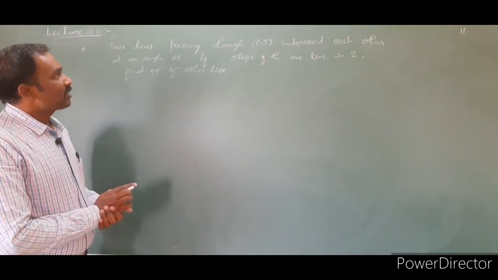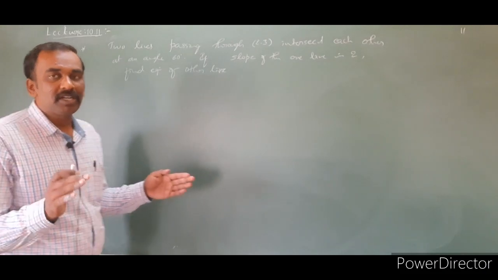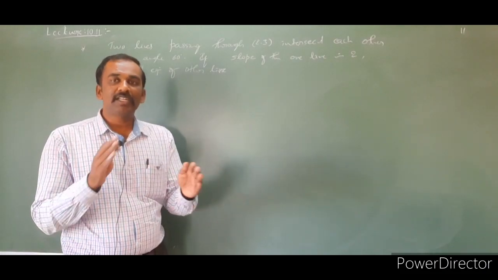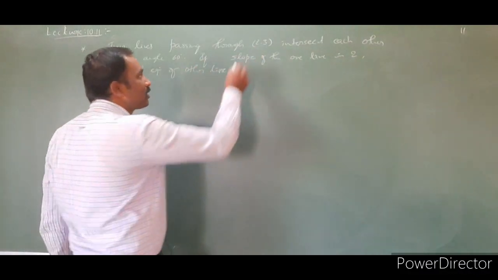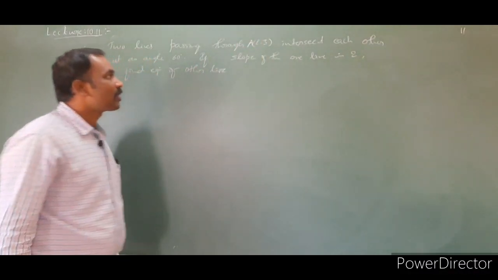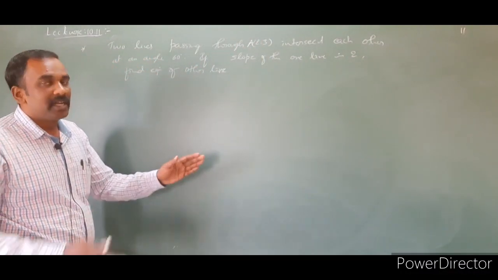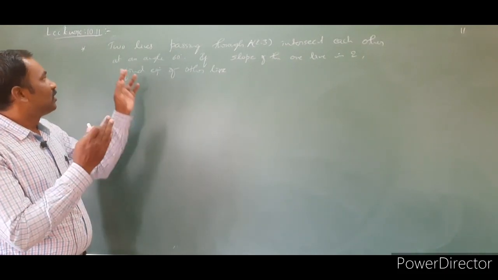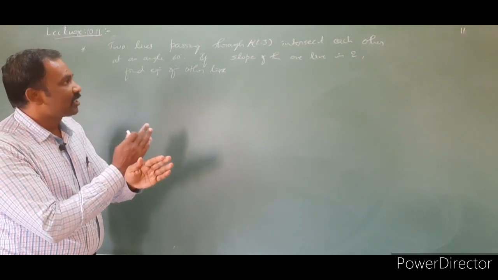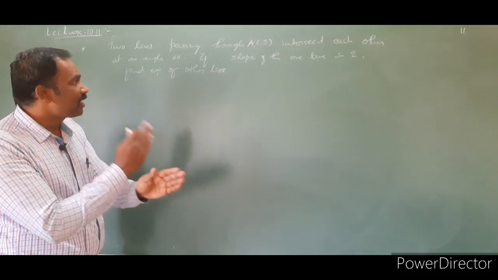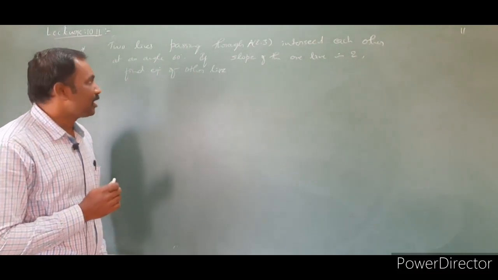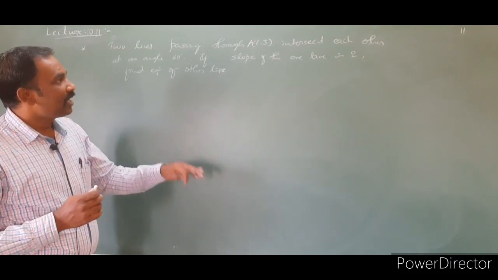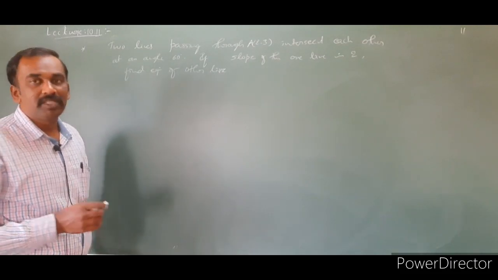Two lines are passing through the point. Two different lines are passing through the same point, which is (2, 3). I just named that point as A. The two lines intersect at the point (2, 3), and at that point of intersection, they make an angle of 60 degrees. If one line's slope is 2, find the equation of the other line.